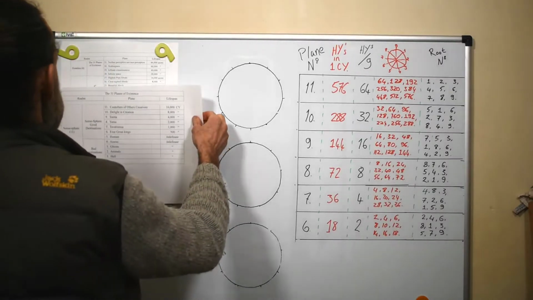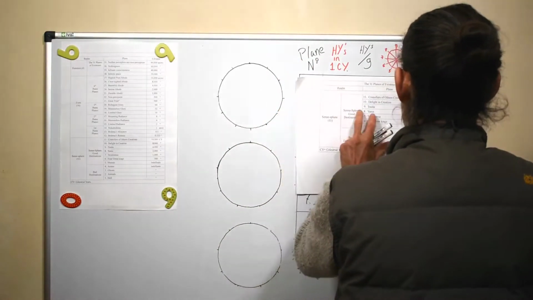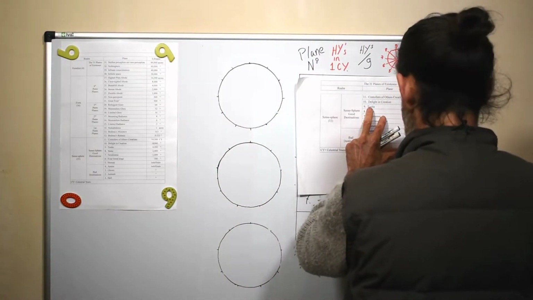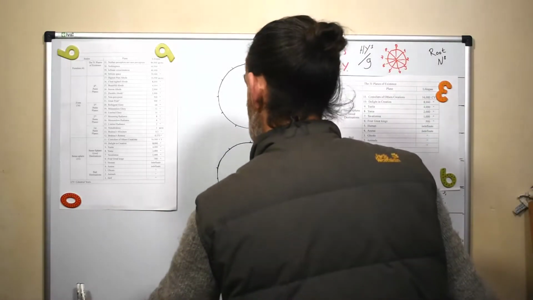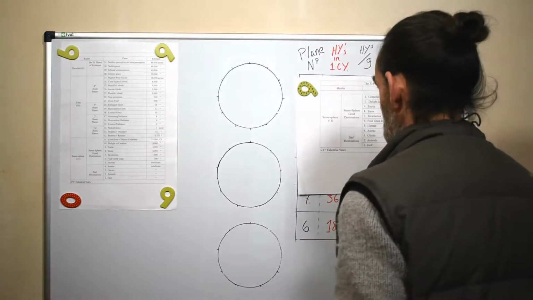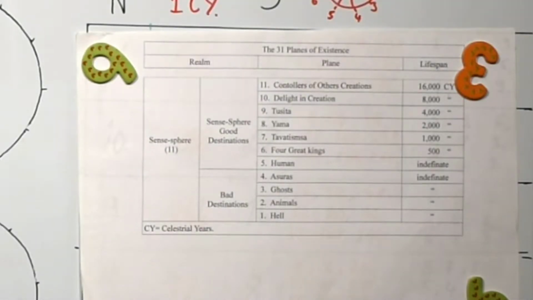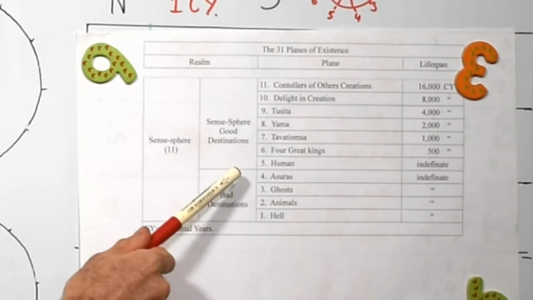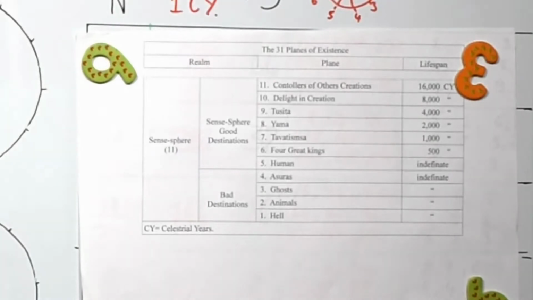So with that in mind, we'll cover this guy because this is a distraction for now. And we will come back and figure out what all that is about in a minute. But we're most interested in what is called the sense sphere realms, which is where we are as humans and where we can ascend to.